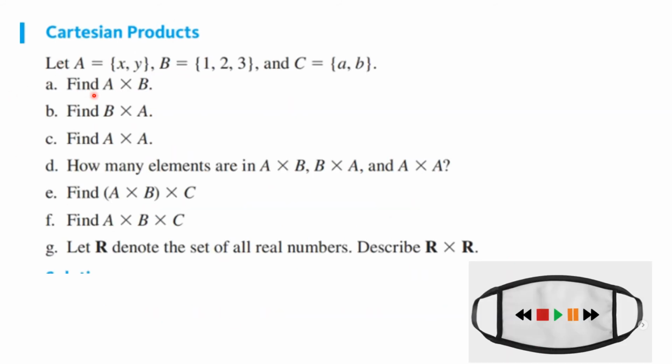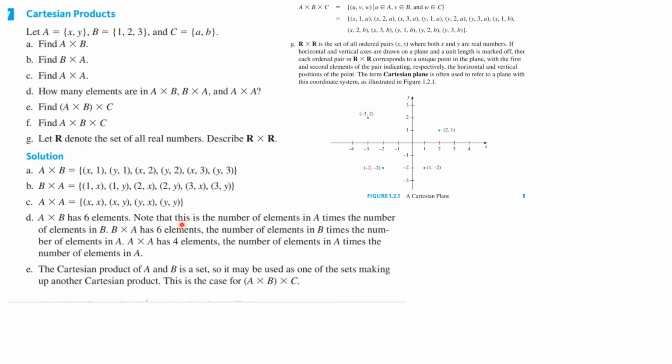Here's a problem dealing with Cartesian products. So this is set A, B, and C. You want to calculate these things and answer the questions. You know what to do. Let's see how you did. Here are the answers you should have gotten for the first 3. A cross B has 6 elements.